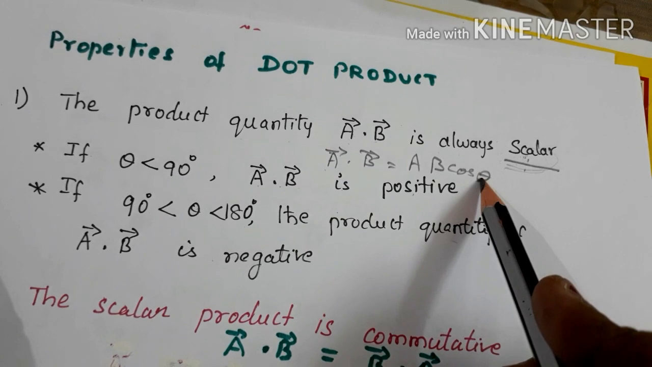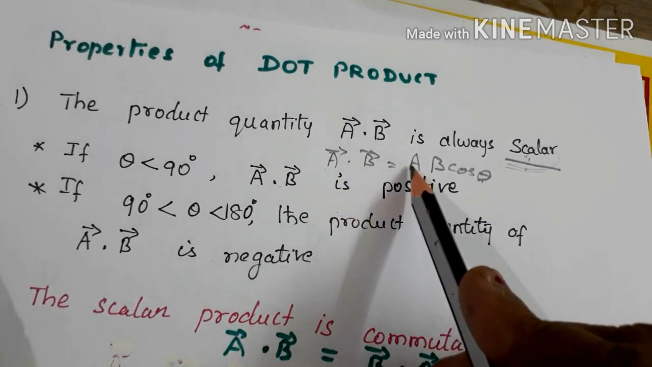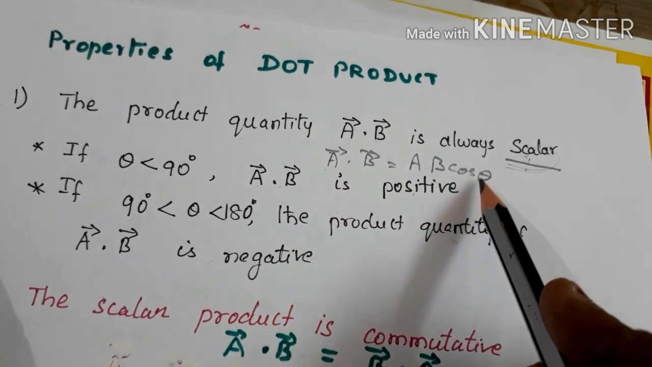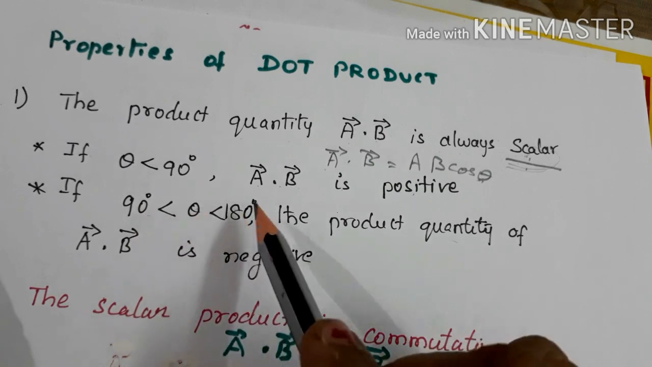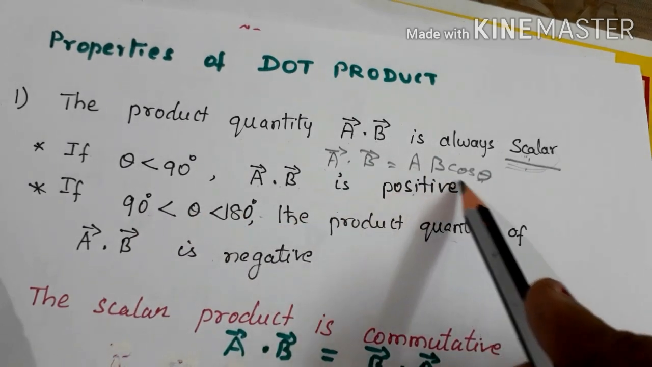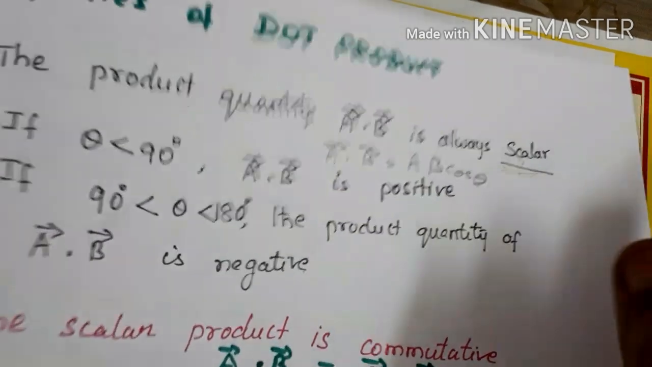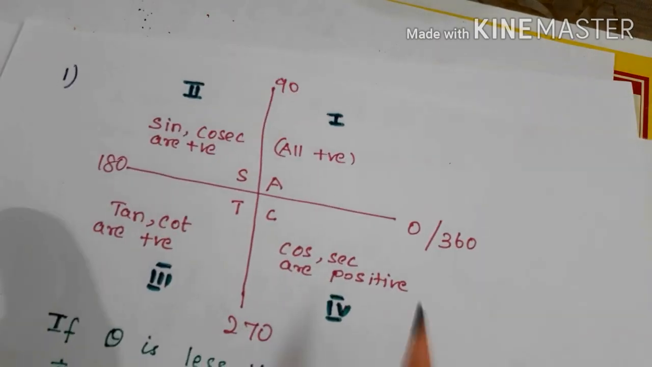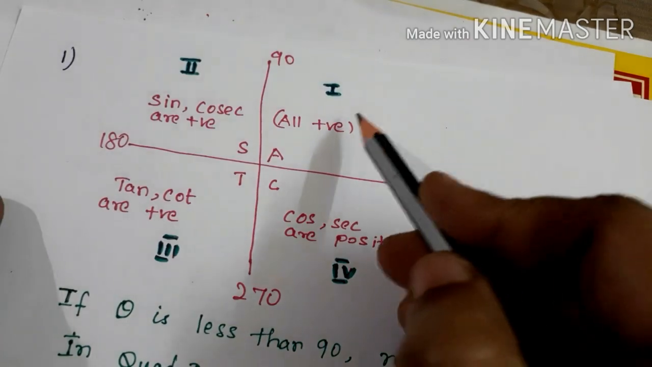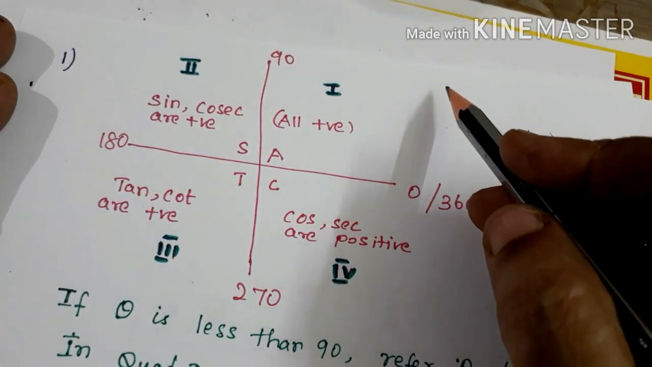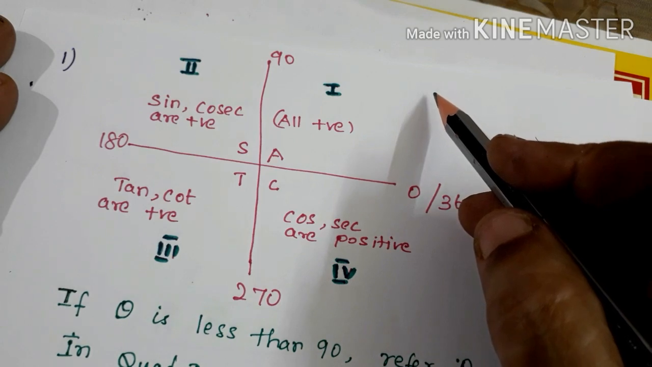When the theta value is less than 90 degrees, the resultant, that is A vector dot B vector, will be positive. When theta is between 90 and 180 degrees, this AB cos theta value will be negative. Let us see how this is. For that you have to consider this. You may not be familiar with it, so I want to explain in which quadrant theta will be positive and negative.